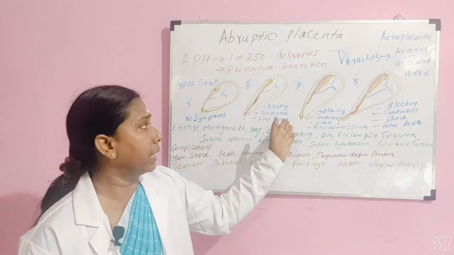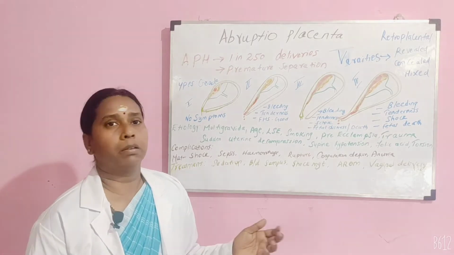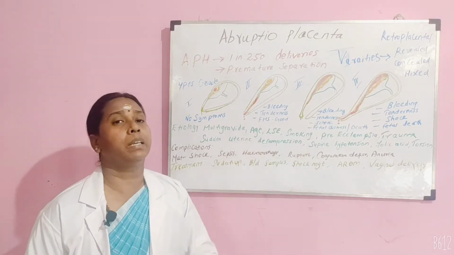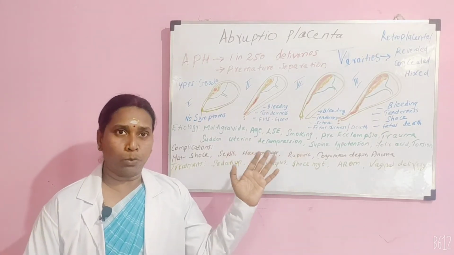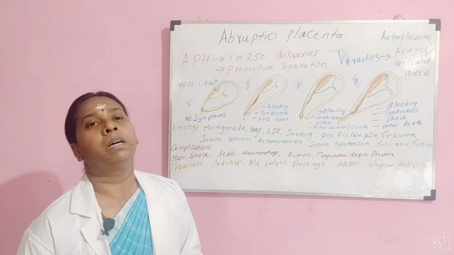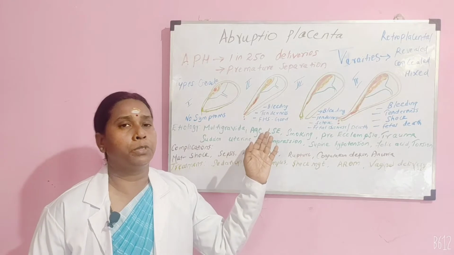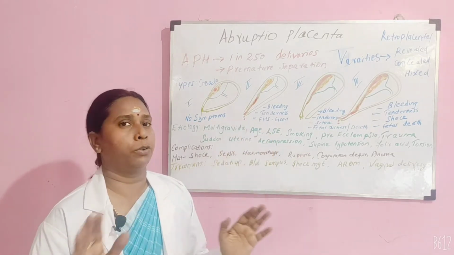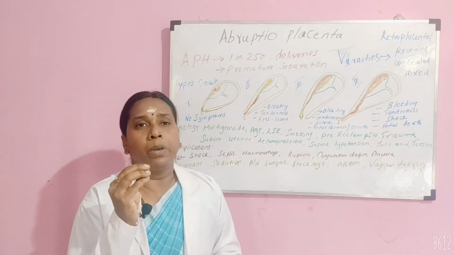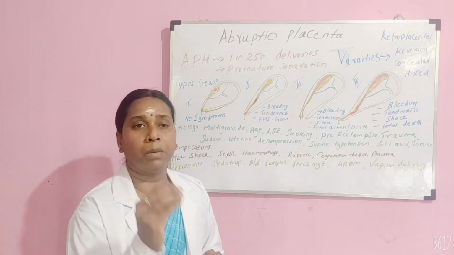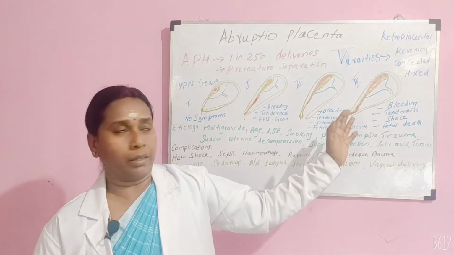And then we have the second grade, where bleeding may or may not be present, and sometimes there may be tenderness, but in most cases of grade 2 abruptio placenta, mothers don't complain of tenderness of the abdomen. When you check the fetal heart sounds, they will be good, because the fetus is going to be safe, with very minimal damage to the fetus and the mother.